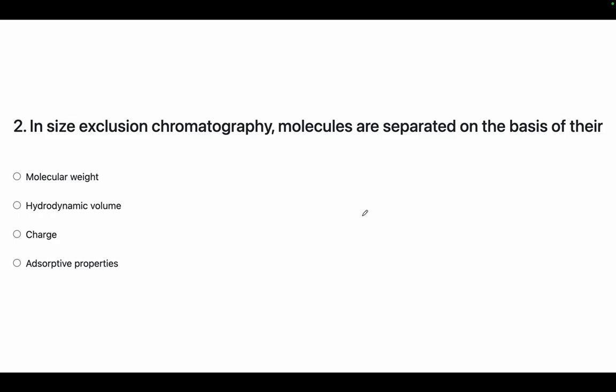In size exclusion chromatography, molecules are separated based on their dash. Obviously, it is not based on charge or adsorptive properties, but remember what we said, they are separated on the basis of their shape. Not necessarily on the molecular weight, it's more based on their shape. So here the answer will be hydrodynamic volume, because as we discussed, even if you have the same molecular weight but a different shape, the two proteins will move differently in the size exclusion column. So the answer for this will be hydrodynamic volume.